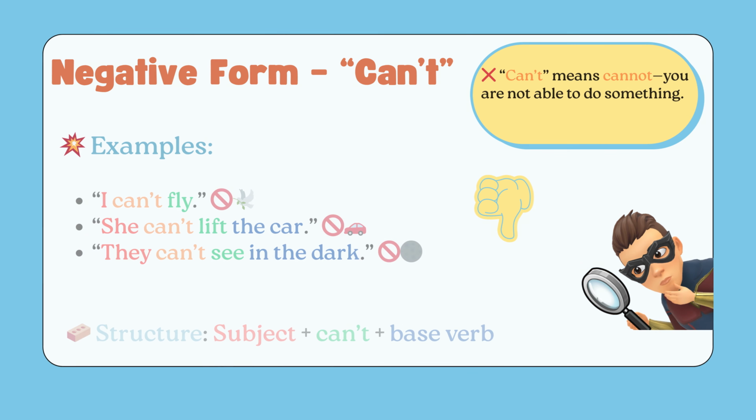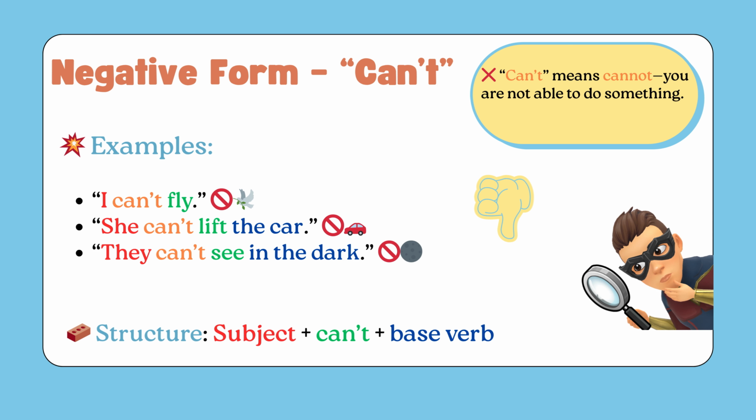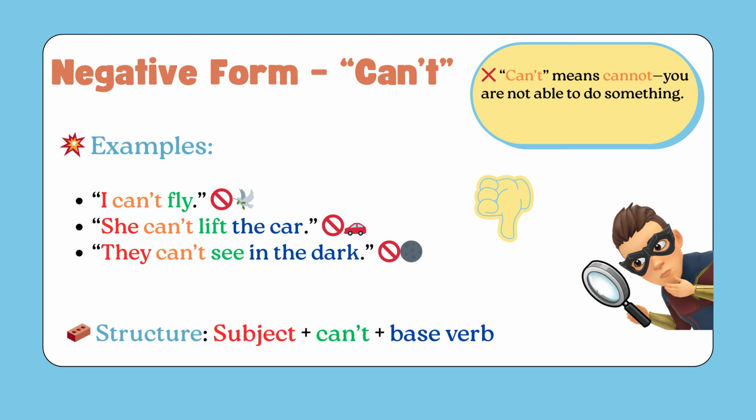Let's talk about the negative form of can, which is can't. The structure is simple. Subject plus can't plus base verb. It shows what someone is not able to do. For example, I can't fly. She can't lift the car. They can't see in the dark. Can't just means cannot. It's how we express limits, easy to use, and just as powerful.